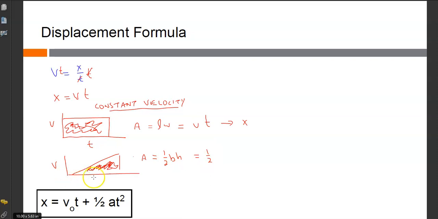The base down here, the bottom of the triangle, is t. So I'll put that in for the base. And the height of this thing would be v up there. But I could have started somewhere else, so I'll put in a v minus v naught here. In this case, v naught was 0, so it kind of works out just fine.